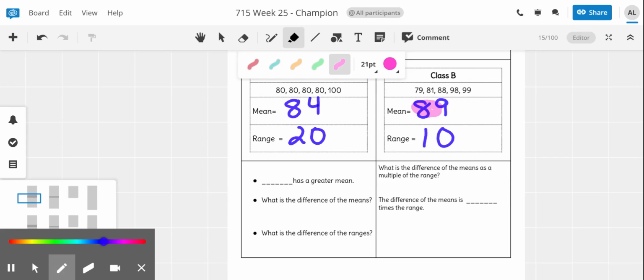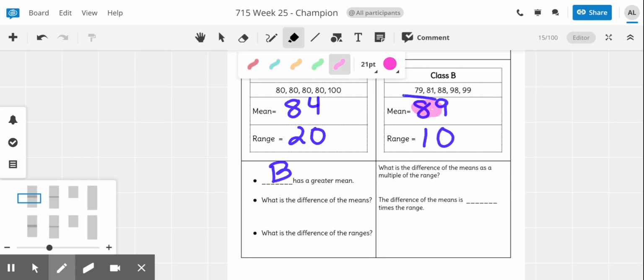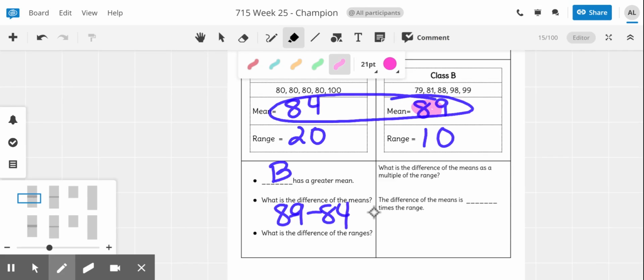Which one has the greater mean? The greater mean is Class B. What's the difference of the means? We're going to find the difference when we subtract. That gives us a difference of 5. The difference of our ranges is 20 minus 10, which gives us a difference of 10.